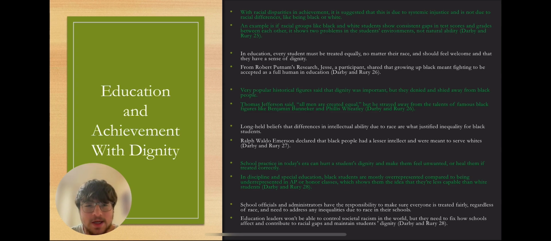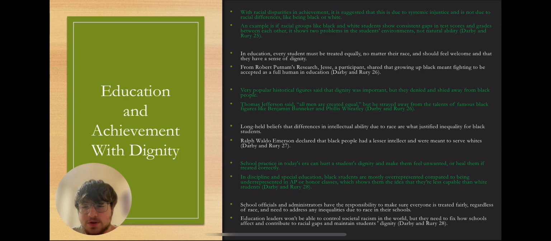School practice in today's era can hurt a student's dignity and make them feel unwanted, or heal them if they are treated correctly. In discipline and special education, black students are mostly overrepresented. They are very underrepresented in AP or honors classes, which shows them that they are less capable than white students and not giving them a chance.